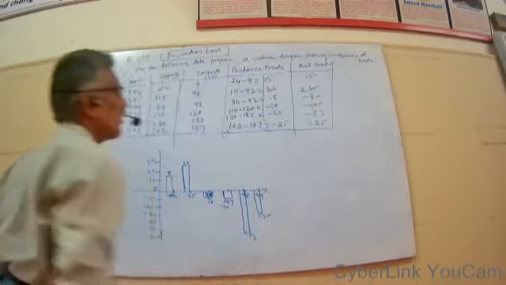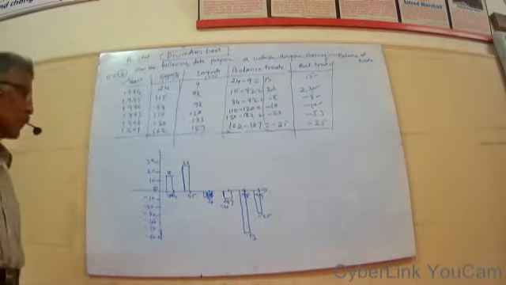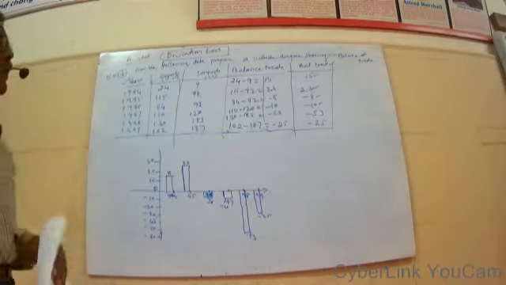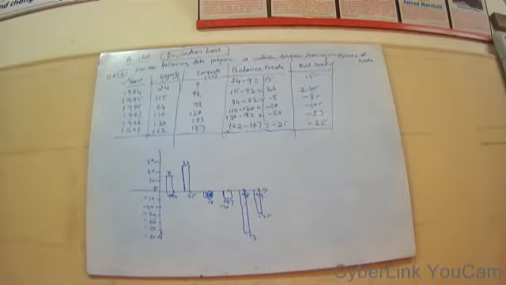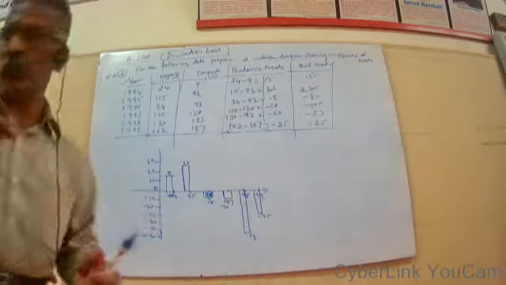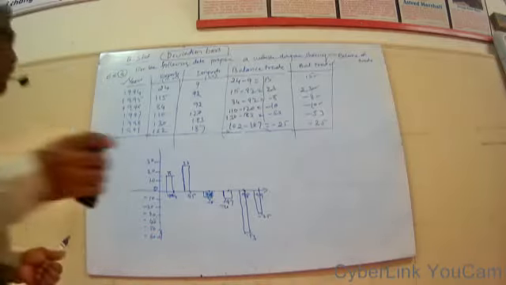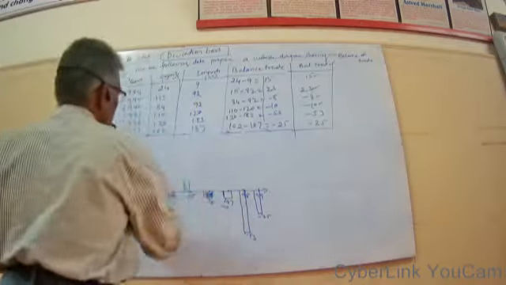Minus 25. So this is the way of drawing the deviation bars. Next, one dimension is completed. Next is two-dimensional diagrams. In the one-dimensional diagram we are considering only one character, that is length or breadth.